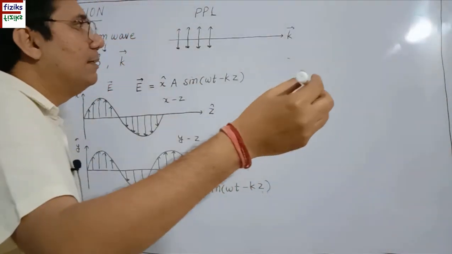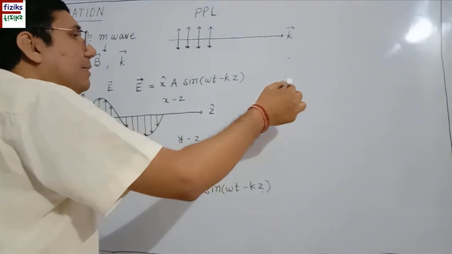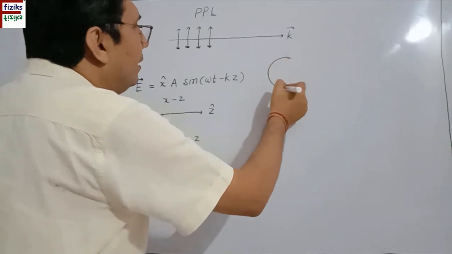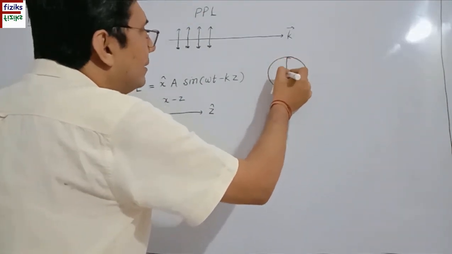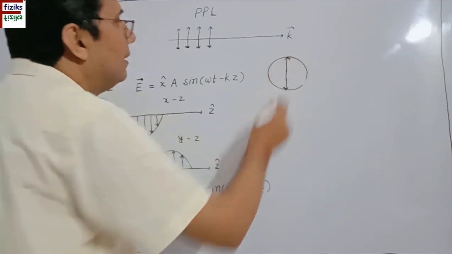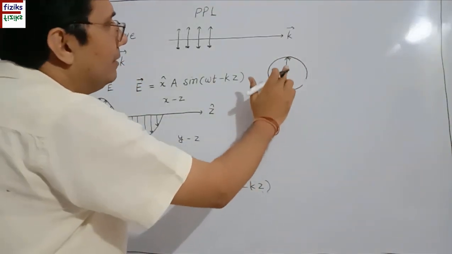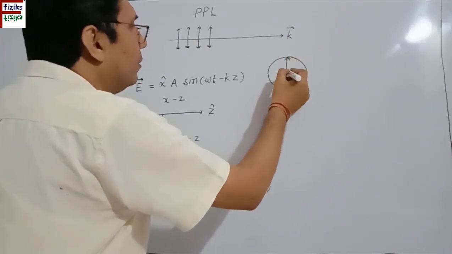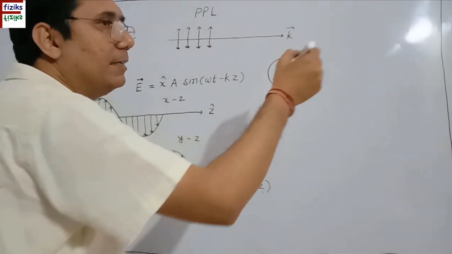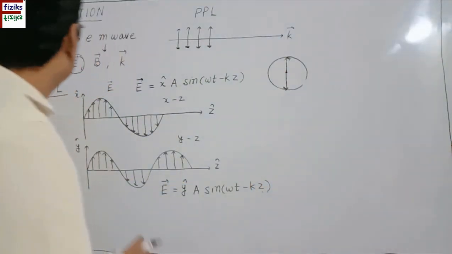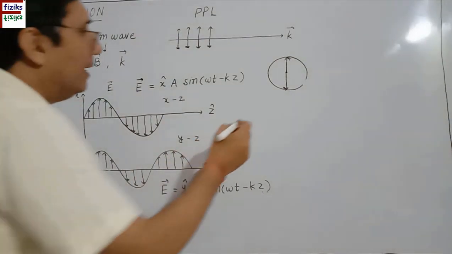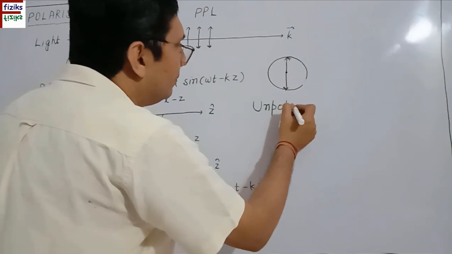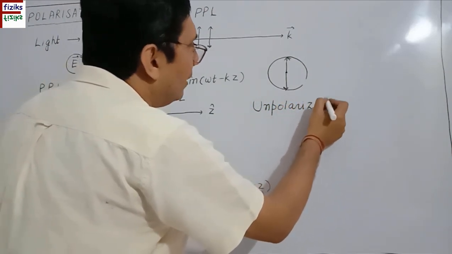Suppose these EM waves are propagating either into the board or outward of this board, then we can represent plane polarized light like this. So we can also represent plane polarized light by this. This is the direction of electric field, and wave is propagating like this. Either in this direction wave is propagating or it is moving out. Now question arises, if this is plane polarized light, then what is the meaning of unpolarized light?